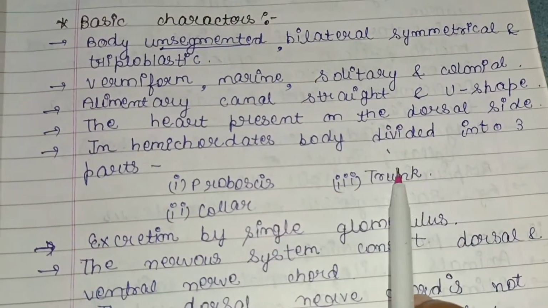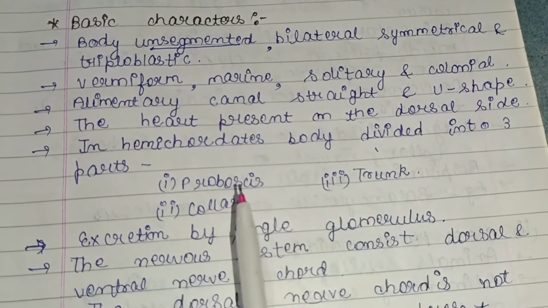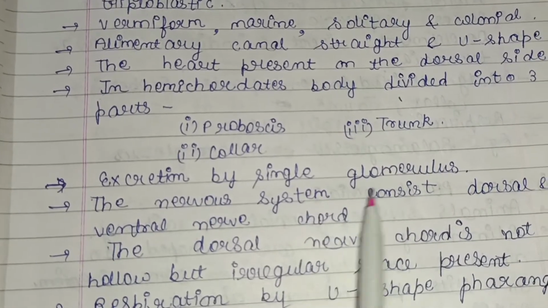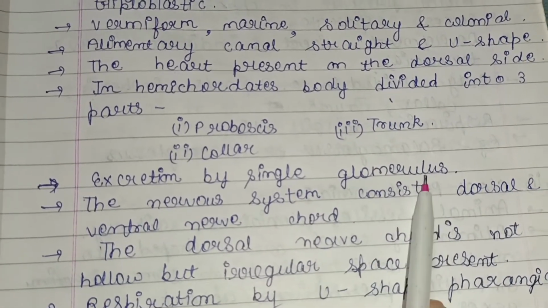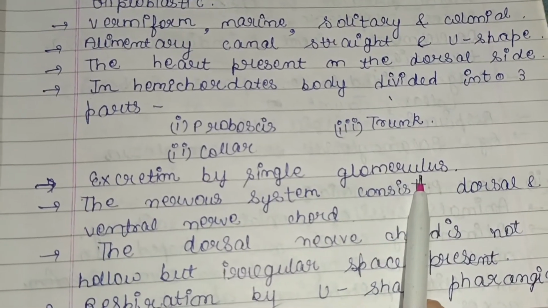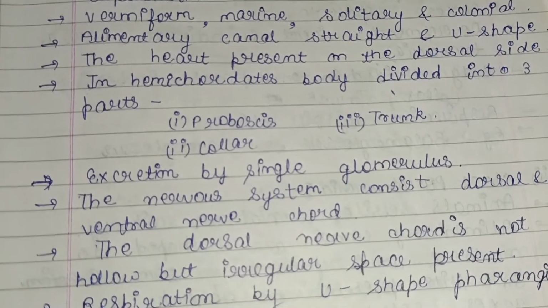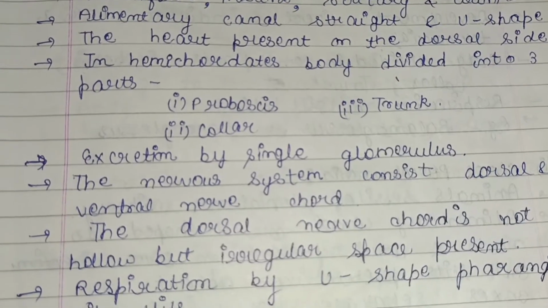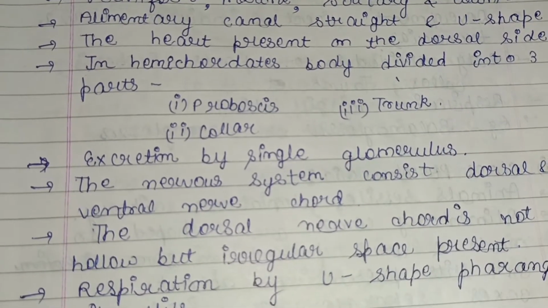Then the hemichordate body is divided into three parts, that is proboscis, collar and trunk. Then excretion takes place by a single glomerulus. So what is the glomerulus? It is basically a cluster of capillaries around the end of a kidney tubule. So excretion takes place by that.